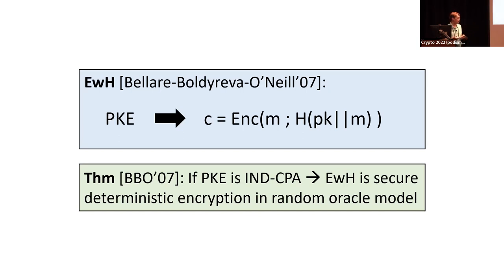I won't define security here because, since it's deterministic, we can't get the usual semantic security notion. But there is a nice security definition. And what this work shows is that if the hash function is modeled as a random oracle, then encrypt with hash is secure according to this definition.